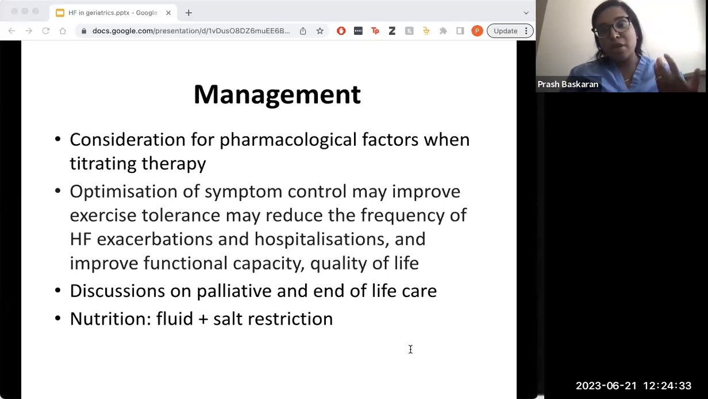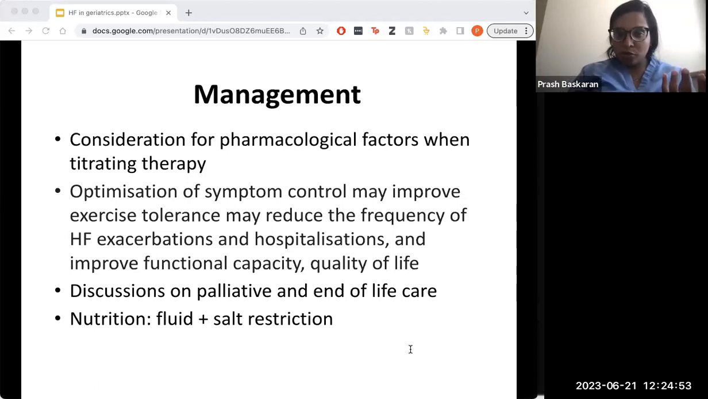And as we know, this can be harder to implement for the elderly population. And in general, evidence shows that the elderly population have a tendency to drink more fluids. And it's also difficult to adhere to because of cognitive impairment. So something to consider when we're titrating therapy and discussions to have around overall nutrition.